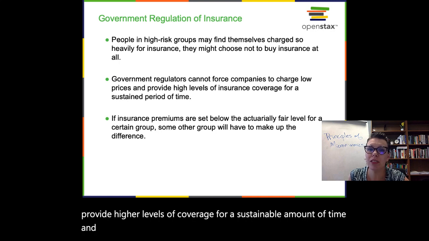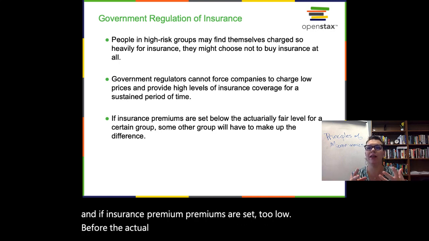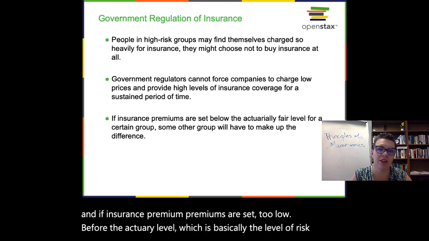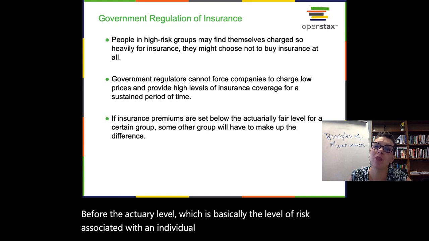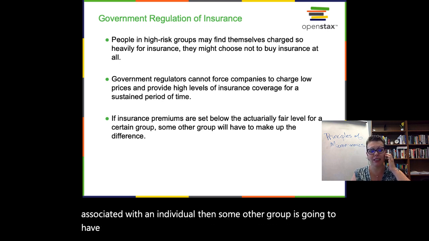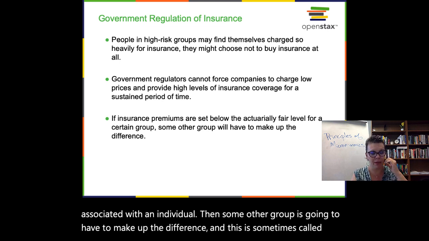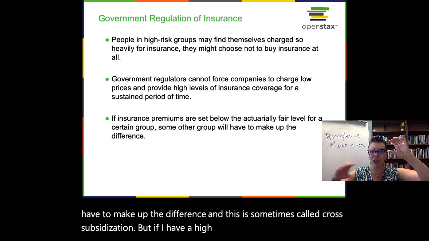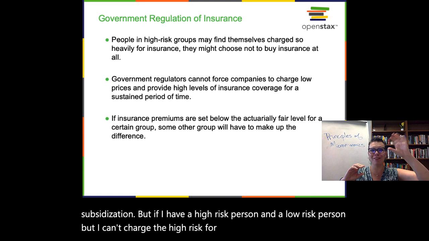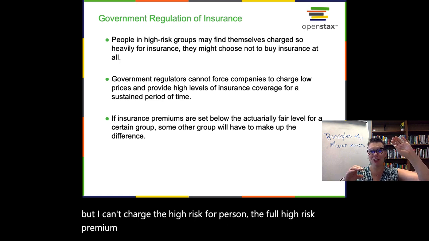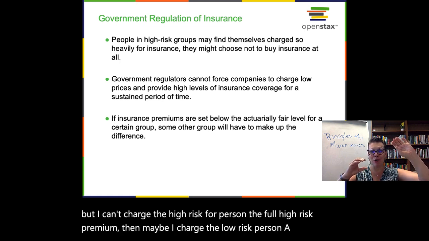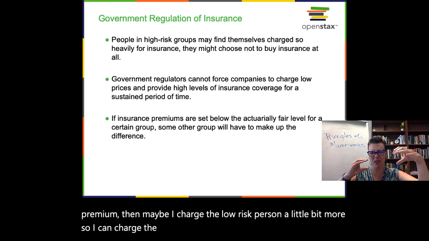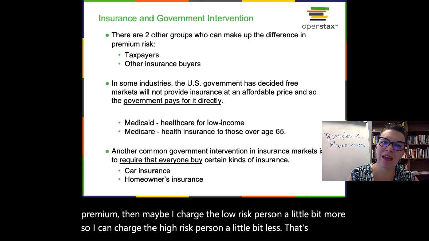And if insurance premiums are set too low before the actuarial level, which is basically the level of risk associated with an individual, then some other group is going to have to make up the difference. This is sometimes called cross-subsidization. If I have a high-risk person and a low-risk person, but I can't charge the high-risk person the full high-risk premium, then maybe I charge the low-risk person a little bit more so I can charge the high-risk person a little bit less. That's the idea.